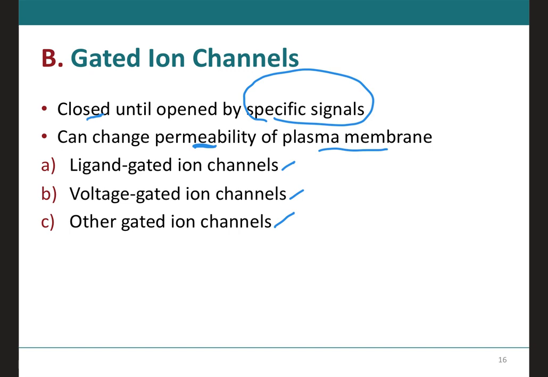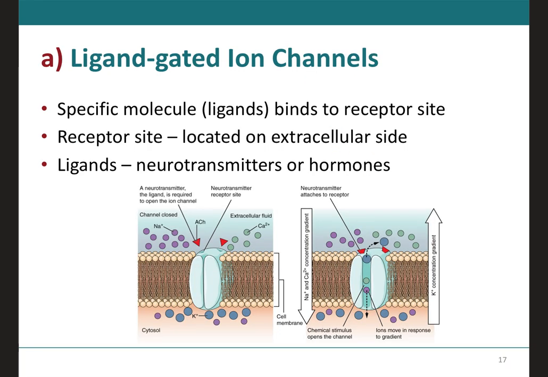So ligand-gated ion channels, like the name says, have what we call a ligand, and a ligand can be either a neurotransmitter or a hormone. And these ligands bind to a specific location, which is called the receptor site. Each ligand has a specific receptor site where it will bind.